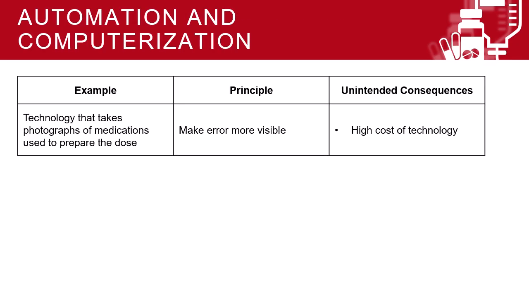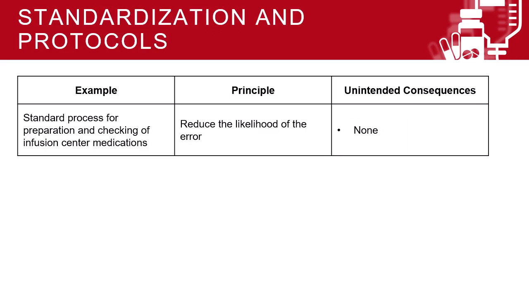Having technology in the sterile compounding room that takes photographs of medications used to prepare the medication dose will help make the error more visible. There's also a high cost of technology here as an unintended consequence. Furthermore, someone could still have confirmation bias of the product at hand and see what they want to see even with the photographs taken.